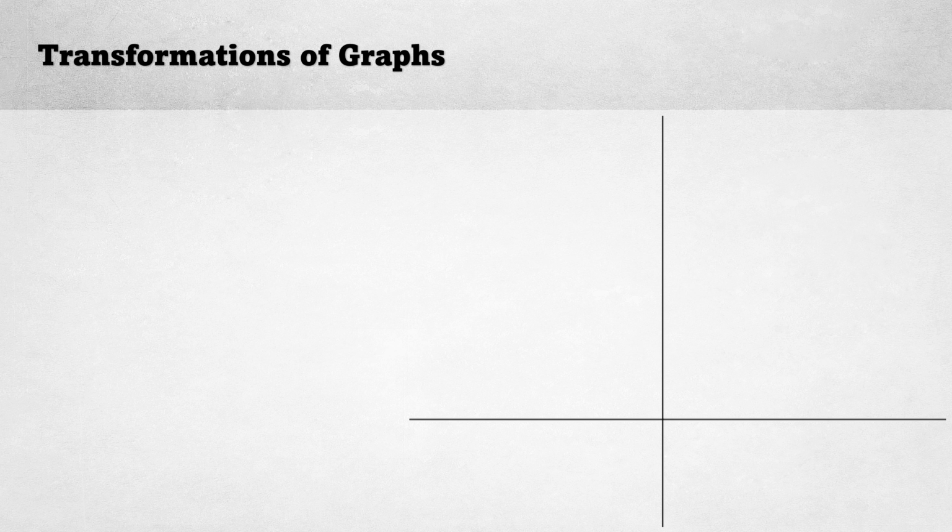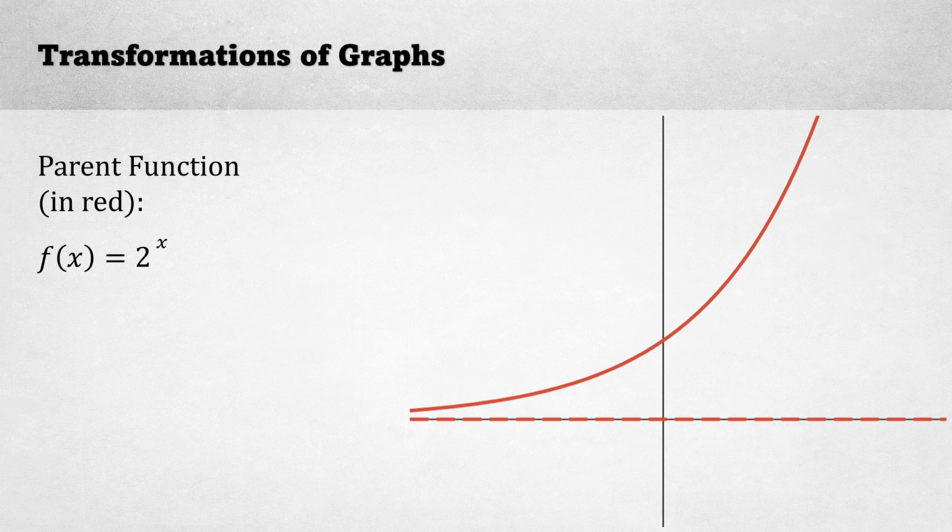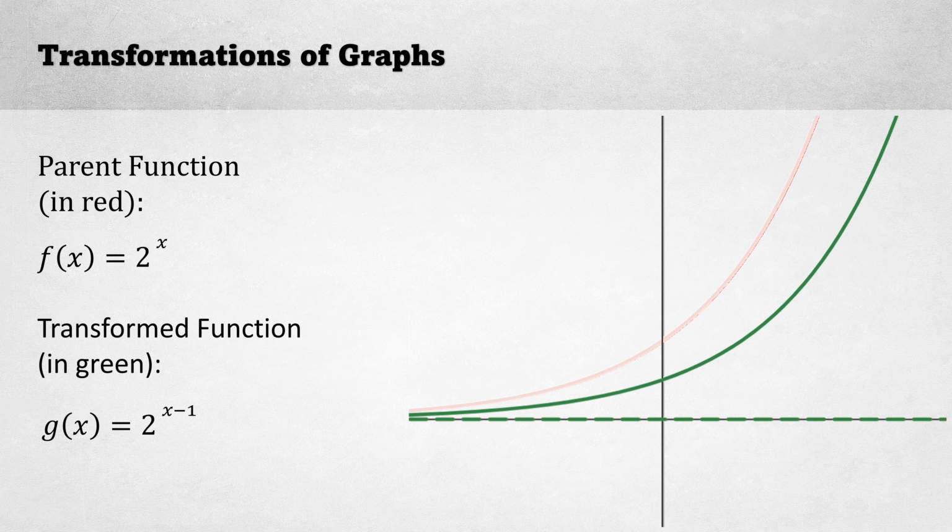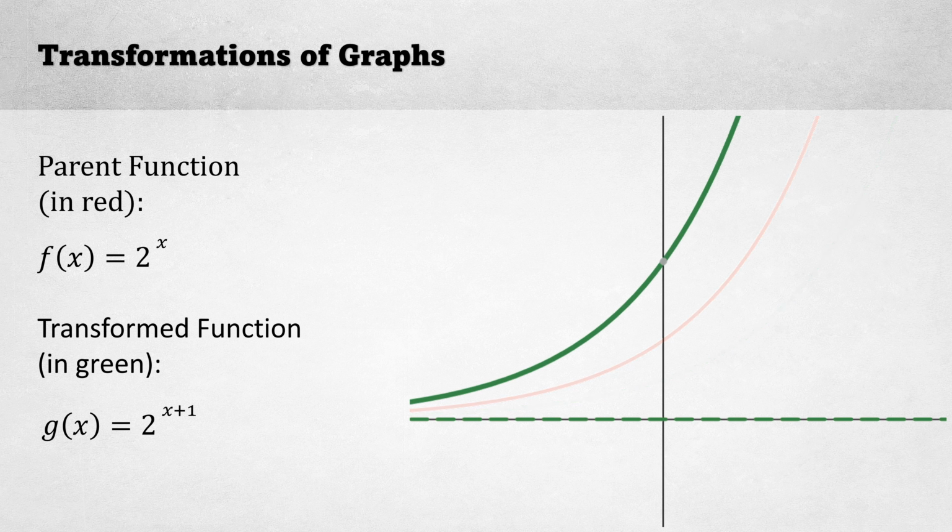Let's explore transformations on an exponential function. Here's a graph of an exponential function, f of x equals 2 to the x. The transformed function g of x equals 2 to the x minus 1 is the graph of f of x shifted right 1 unit. The transformed function g of x equals 2 to the x plus 1 is the graph of f of x shifted left 1 unit.